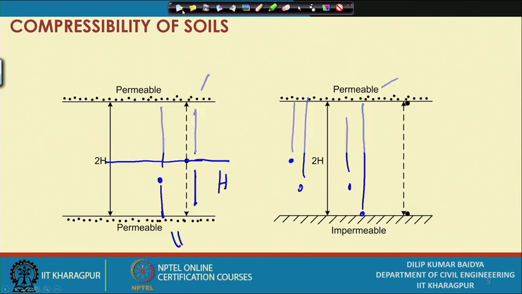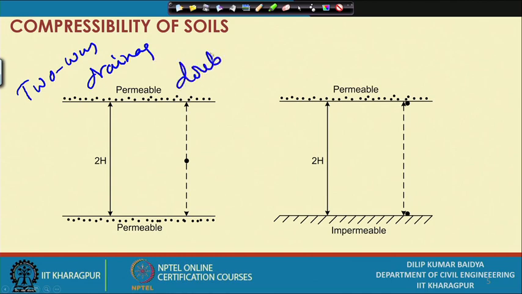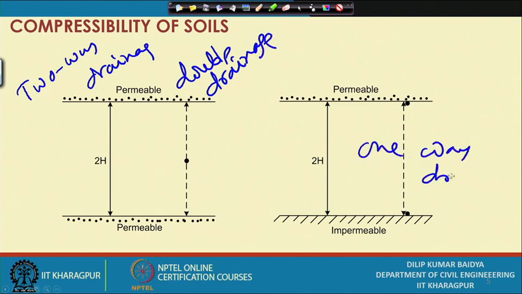So, this is the two symmetrical diagrams: this is two way drainage, or it is called double drainage, and this is one way drainage, or sometimes called single drainage.